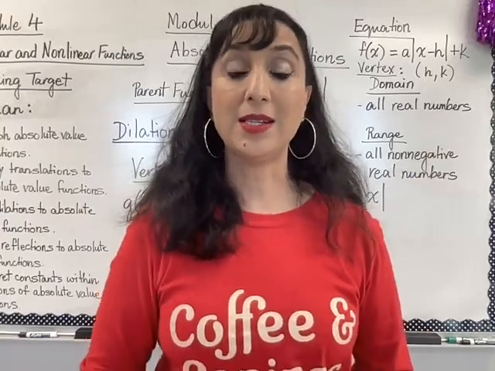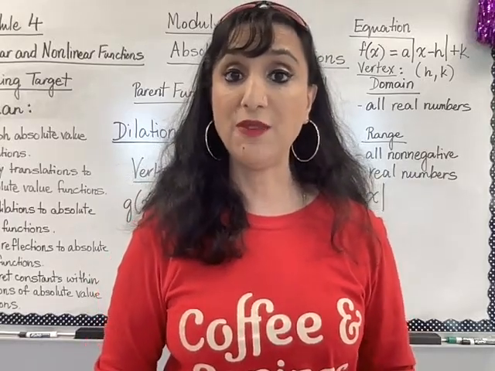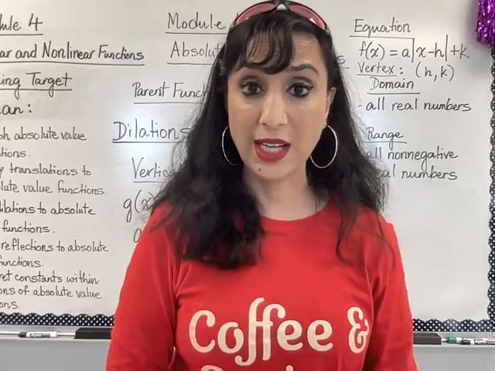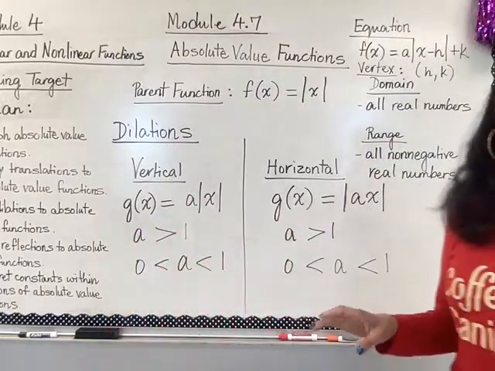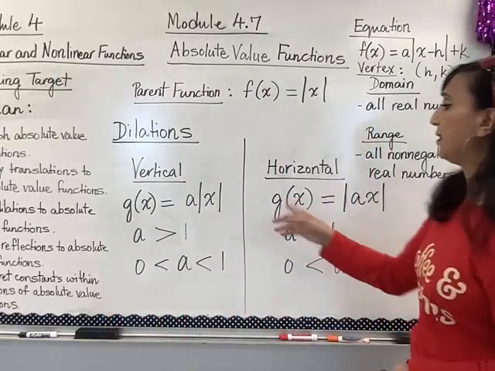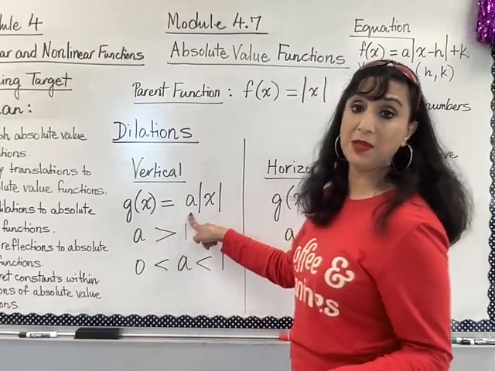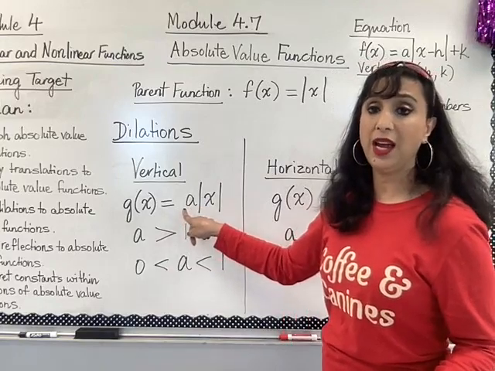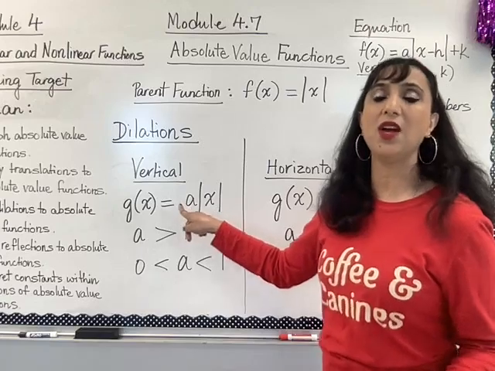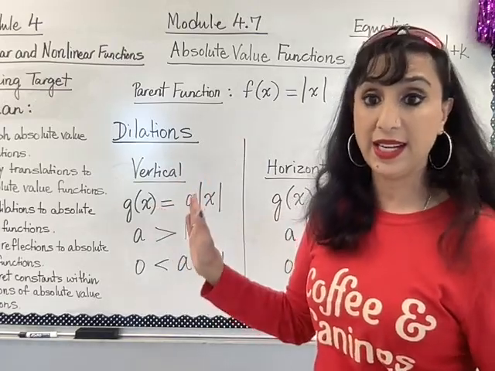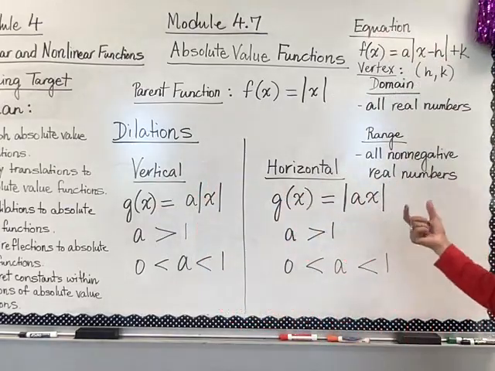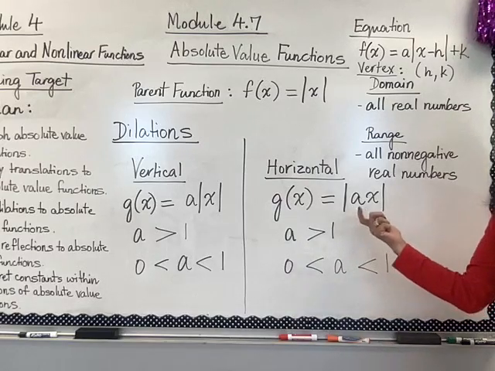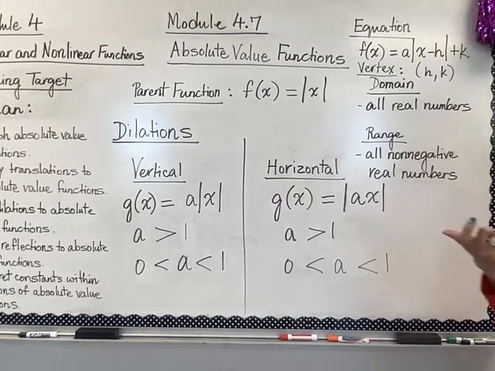So next part is the dilations with our absolute value functions. So let's do a quick review of the different forms of vertical and horizontal dilations. If I have the vertical dilations, it's going to be written like this: a times the absolute value of x. So this is outside, and this is the reason I know that it's going to be vertically dilated. In the horizontal one, it's going to be inside, so it is paired with the x. That tells me that this is going to be horizontal.